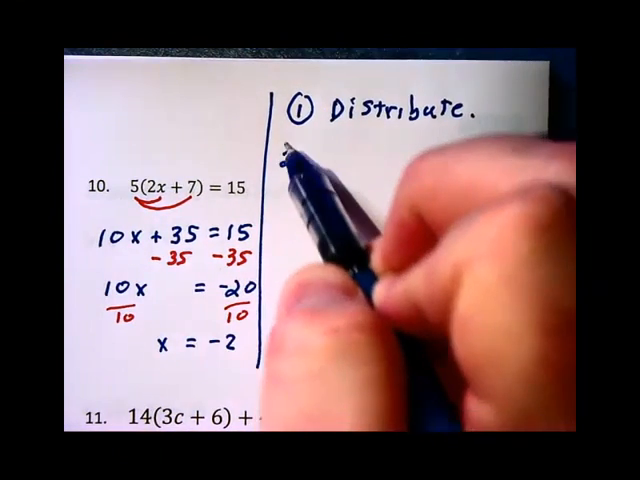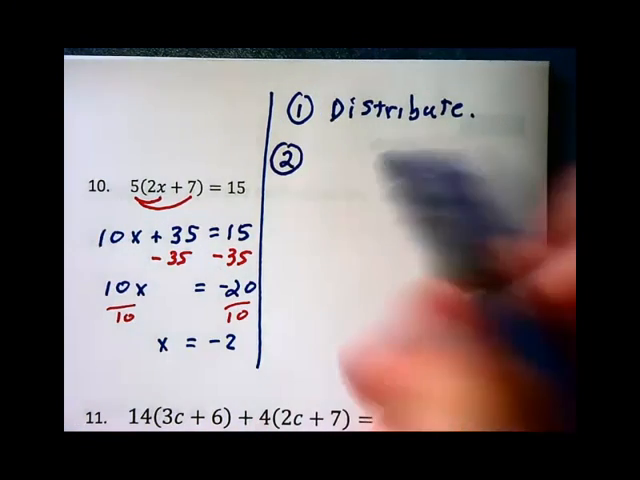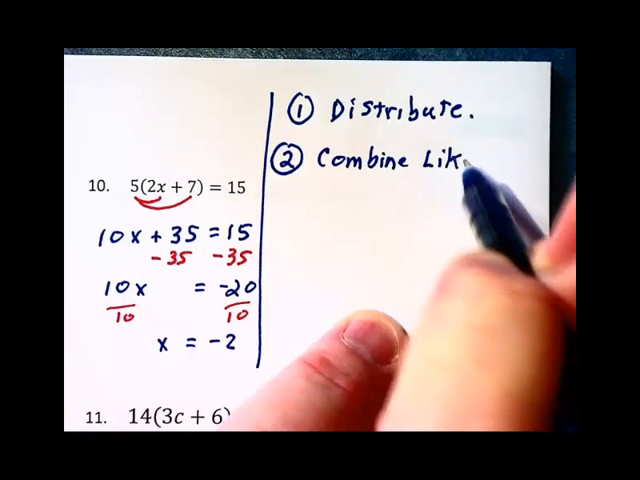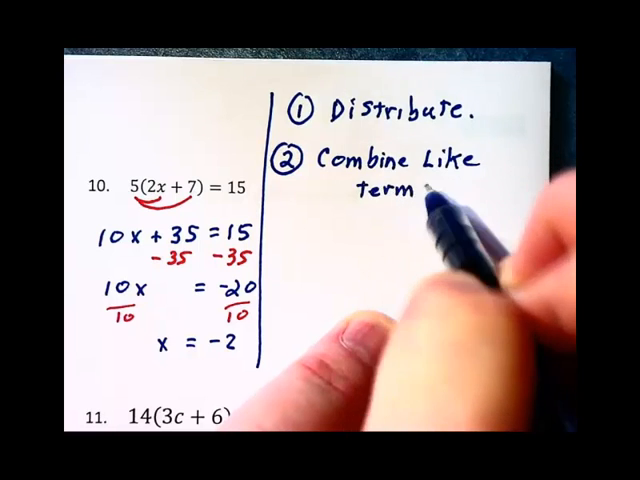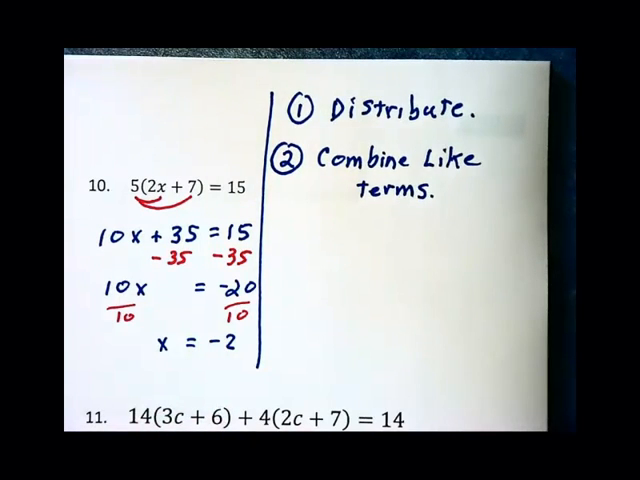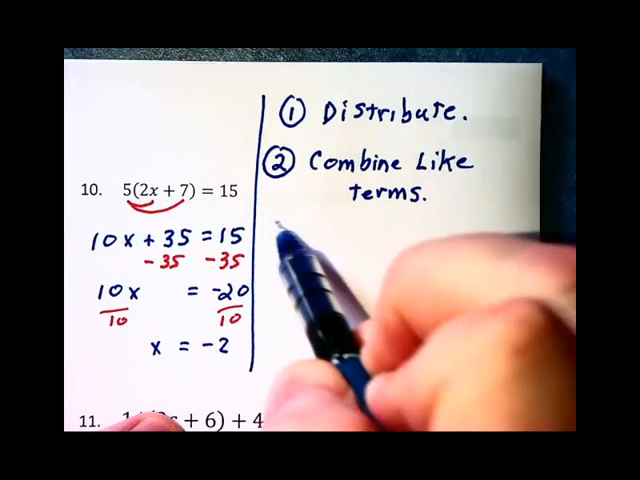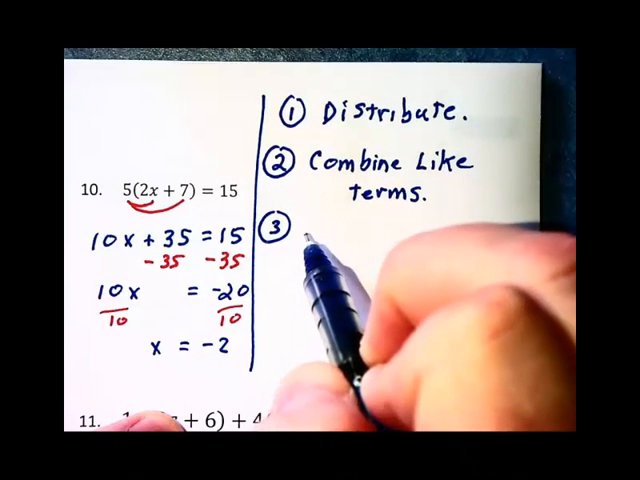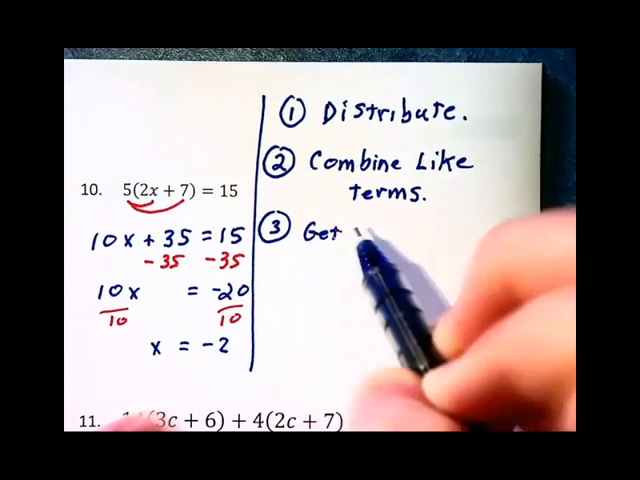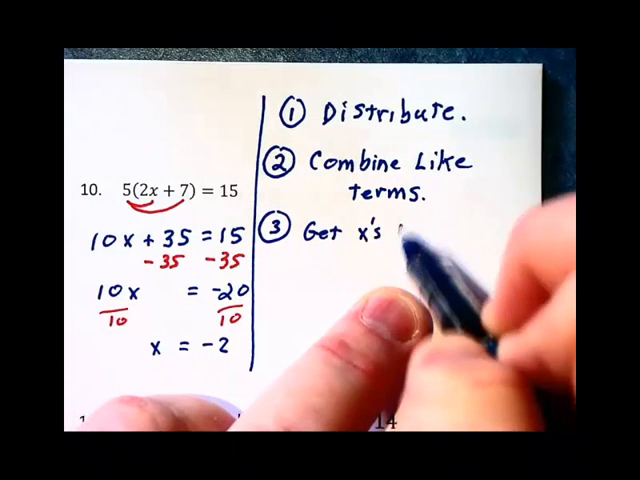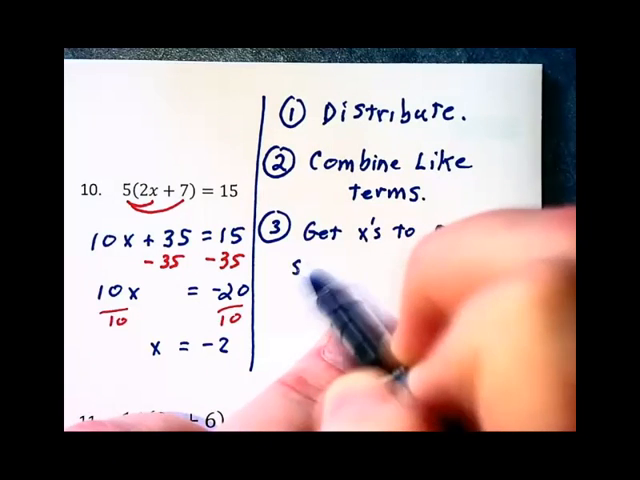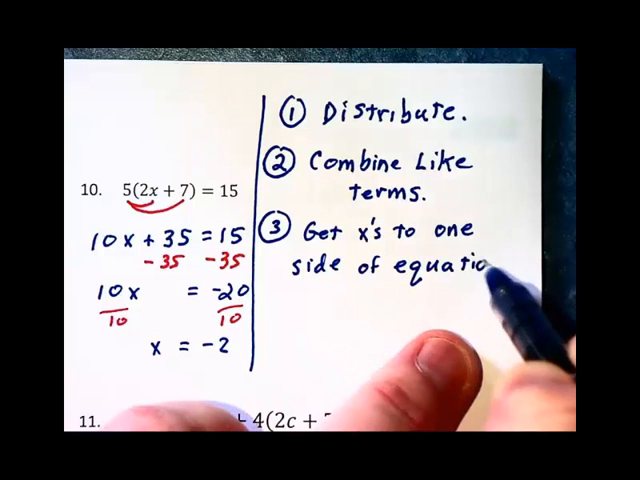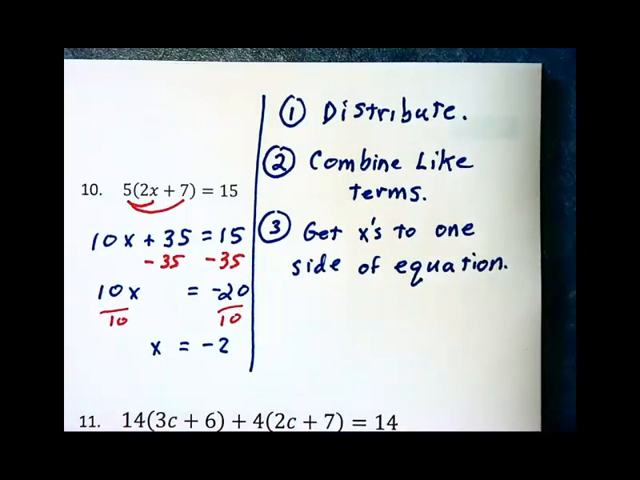The second thing you want to do when you have multi-step equations is combine like terms. You will sometimes hear me talking about cleaning up each side of the equation. That's my casual way of saying combine like terms. Step number 3, if you find there are variables on each side of the equation, I'm going to say get the x's to one side of the equation. And probably get is not the best word or verb to use there, but it kind of gets the point across.